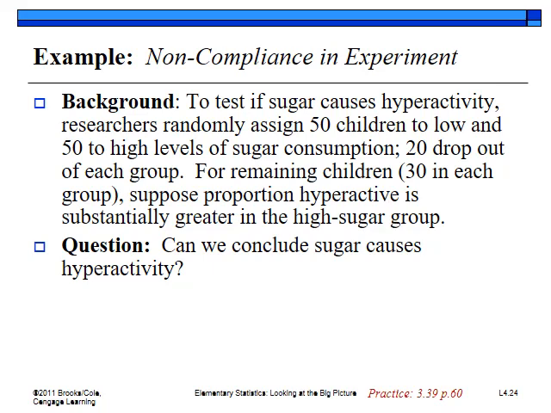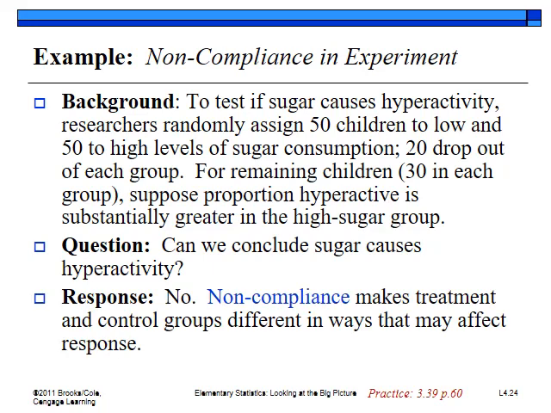Here we need to worry about all the people who dropped out, those who were non-compliant. The 30 people that are left over in each group might be substantially different in some way for some possible confounding variable that makes that new sample of 30 substantially different from the original sample of 50. In other words, these samples are no longer random.